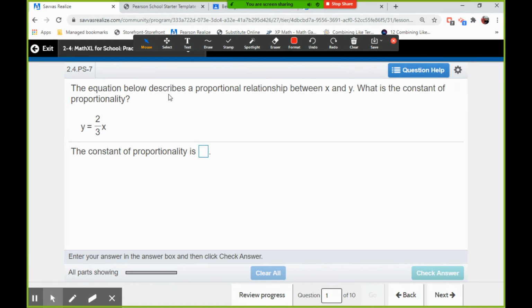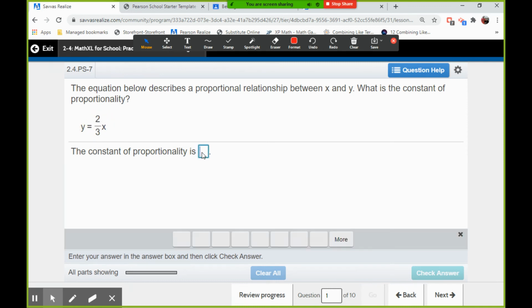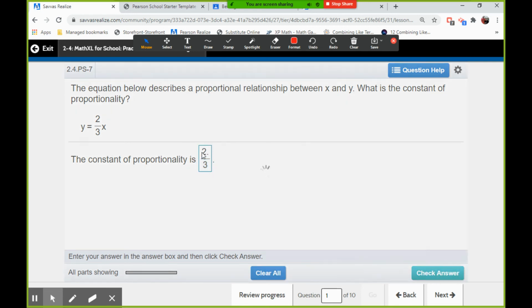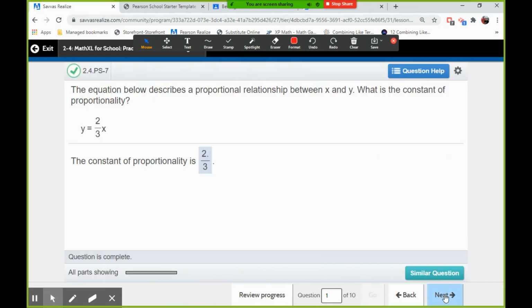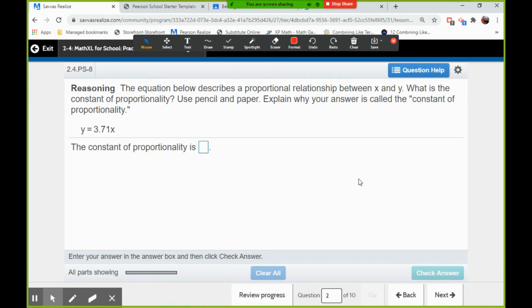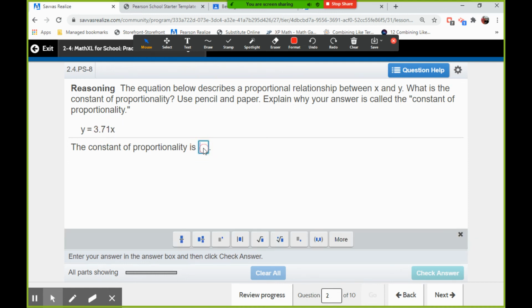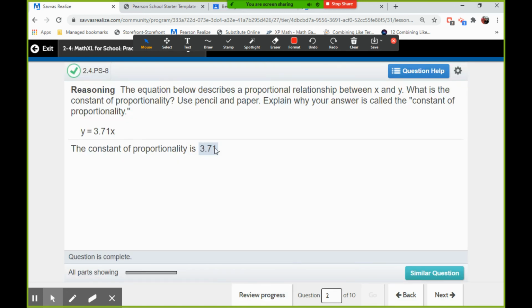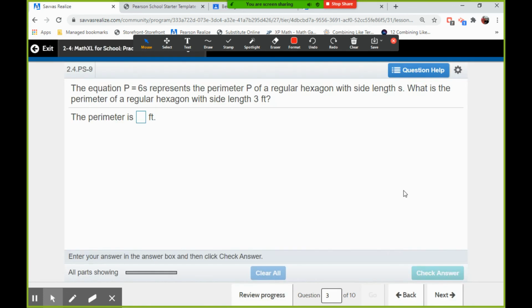The equation below describes a proportional relationship between x and y. What is the constant of proportionality? Literally just whatever is nestled up next to x. So in this instance, 2/3. They're just identifying what the constant of proportionality is. This is another pretty straightforward one. What is the constant of proportionality? Literally whatever is nestled up next to x. So in this instance, 3.71. Boom. Not a real involved one here.